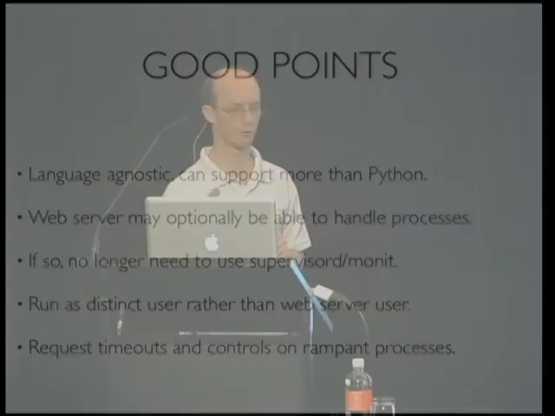The good points for FastCGI: it is language agnostic because it's a socket wire protocol, whereas WSGI is an API within the programming language itself. And some web servers, especially Apache, are able to handle process management, so you don't need a separate supervisor or monitor to run up and look after the processes. You also have the ability to run your web application as a separate user. And they also have request timeouts and other features. Bad points.